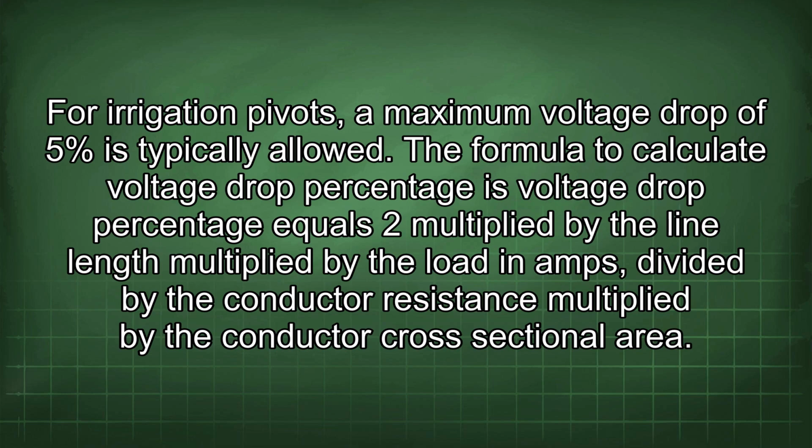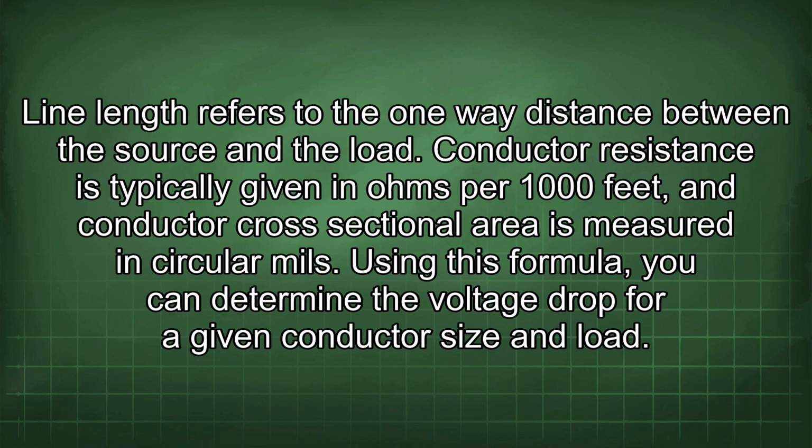The formula to calculate voltage drop percentage is: voltage drop percentage equals 2 multiplied by the line length multiplied by the load in amps, divided by the conductor resistance multiplied by the conductor cross-sectional area. Line length refers to the one-way distance between the source and the load. Conductor resistance is typically given in ohms per 1000 feet, and conductor cross-sectional area is measured in circular mils. Using this formula, you can determine the voltage drop for a given conductor size and load.